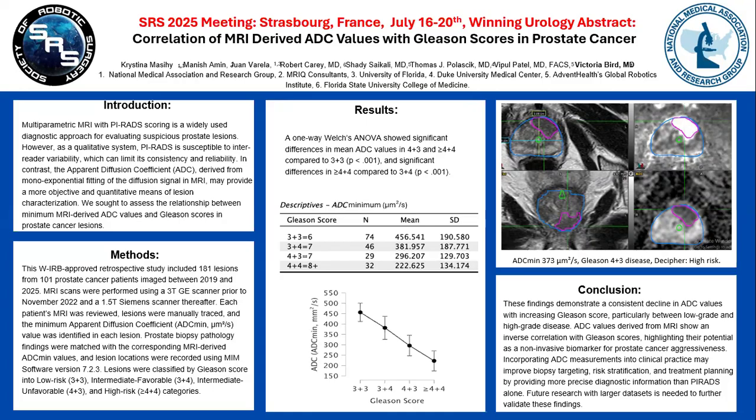We did this retrospective study, IRB approved, and we found a linear correlation between ADC values and Gleason scores. Again, we selected the lowest ADC value, the lowest ADC voxel of the ROI, not the average, in order to minimize confusion on the values.